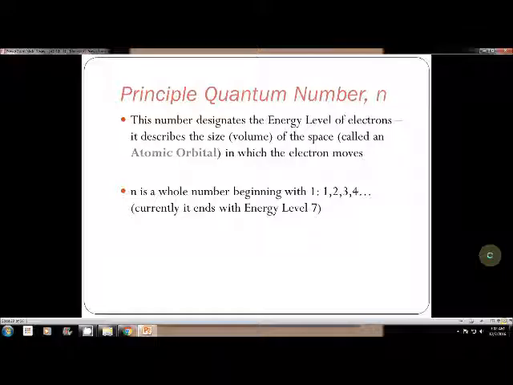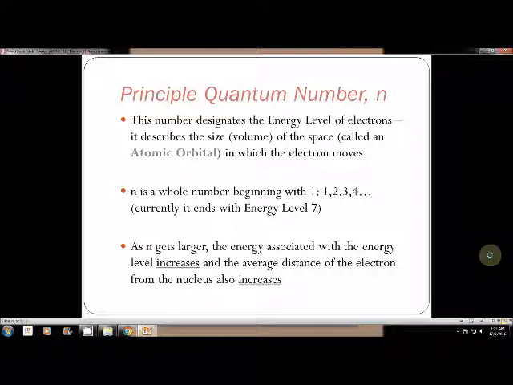So when we were talking about Bohr's model, we had n equals 1, n equals 2, we were talking about the energy level. So it's the size or volume of the space, which we call an atomic orbital, in which the electron moves. So n can be a whole number beginning with 1, and it currently ends with 7 because there are 7 rows on the periodic table. As n gets larger, the energy associated with the energy level increases, and the average distance from the nucleus for the electron also increases.